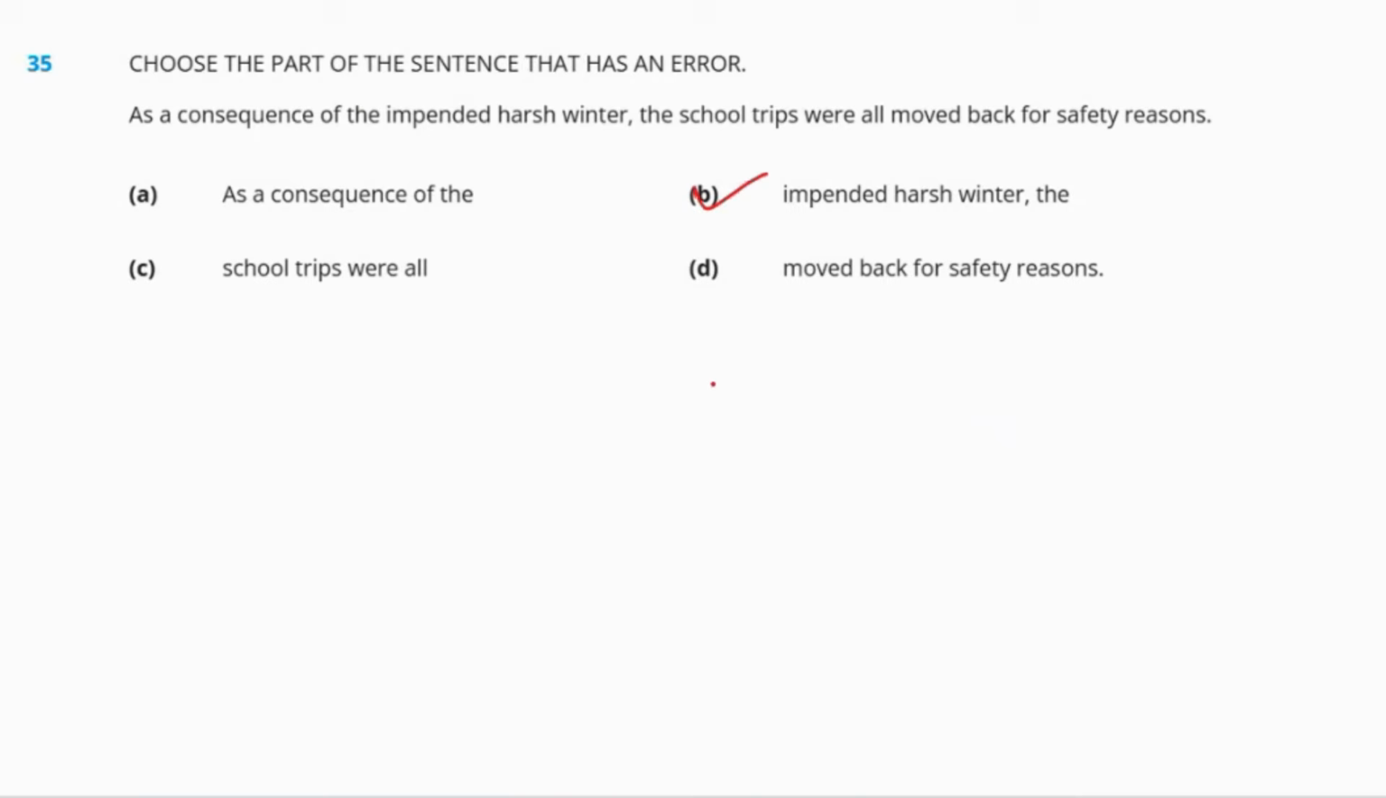Now, what is the error here? The error is that it should not be impended. It should be impending harsh winter. Okay. It will not be impended. It will be impending.